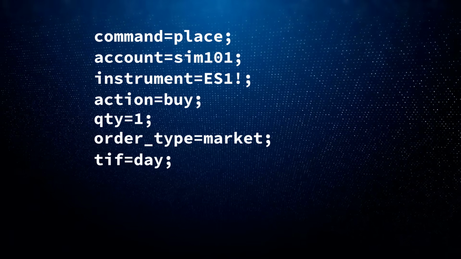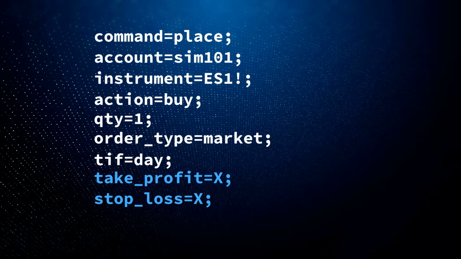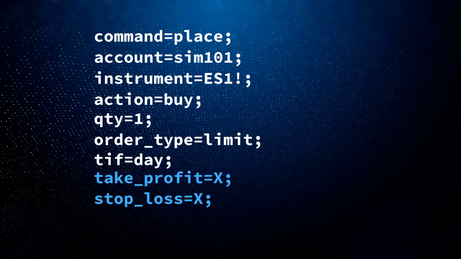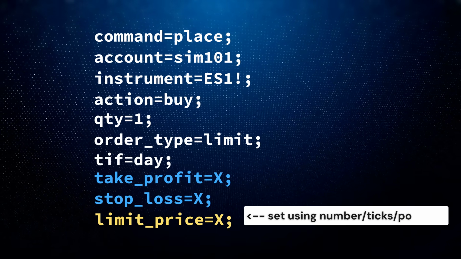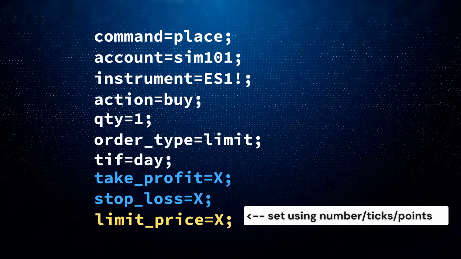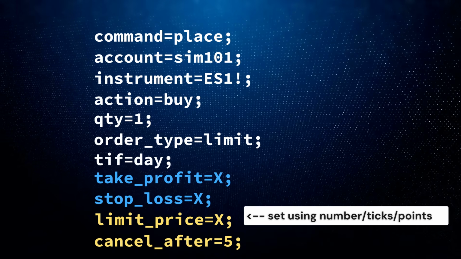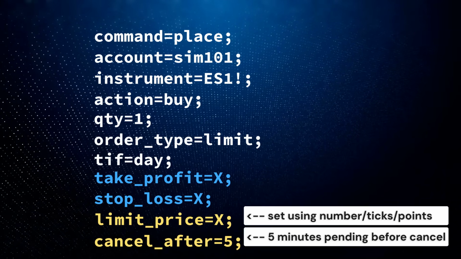If you wanted to open a two-sided bracket with a stop and target, you would add the stop loss line as well. And if you wanted to use a limit order instead of a market order, you could change the order type to limit and specify your limit price with your take profit and stop loss bracket as well. If you feel the need to have your limit order cancel after a certain amount of time, add the limit order timeout enhancement, which is a time-based approach to canceling limits after a certain period of time after placement.